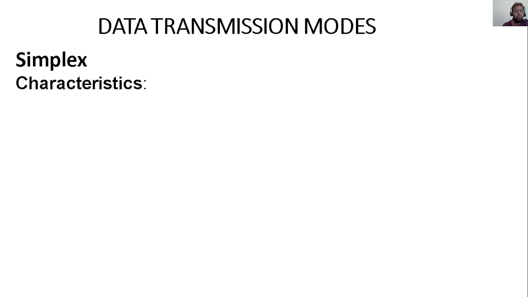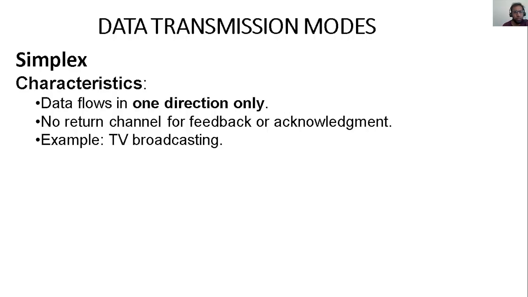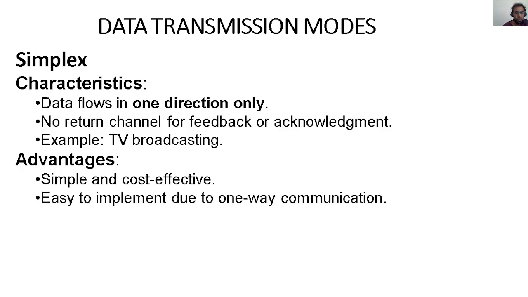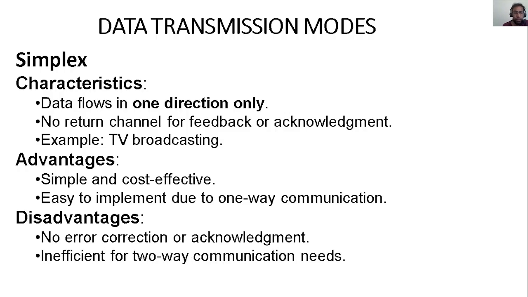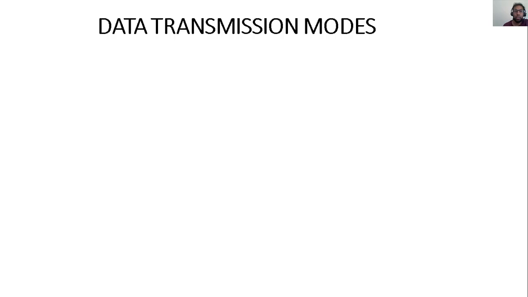Now let's see the characteristics of simplex. Data flows in only one direction, with no return channel for feedback or acknowledgement. An example is TV broadcasting. Advantages: it is cost effective, simple, and easy to implement due to one-way communication. Disadvantages: no error correction or acknowledgement, and it is inefficient for two-way communication needs.